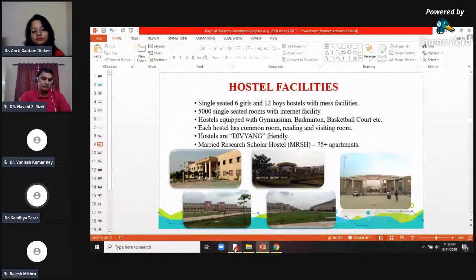Dr. Naveed Zafar Rizvi sir is really very active in this direction. He is always very close to his students, and I really appreciate this. So you will get these kinds of faculty over here in our university. Besides, we have hostels for Divyang students, those who are special students. We have this facility for them, and we give special care to those students. We also have a married research scholar hostel, which is called MRSH, and MRSH has 75 plus apartments.